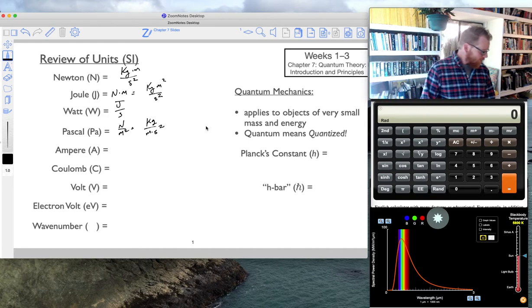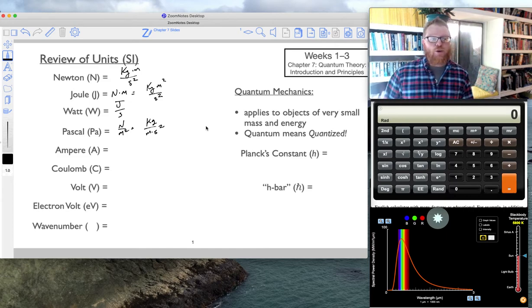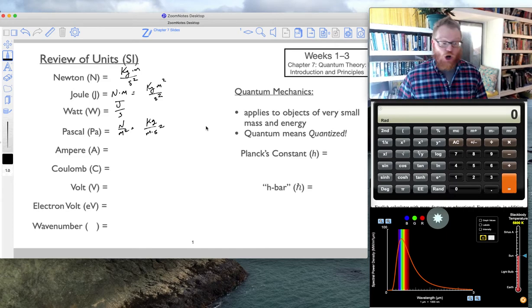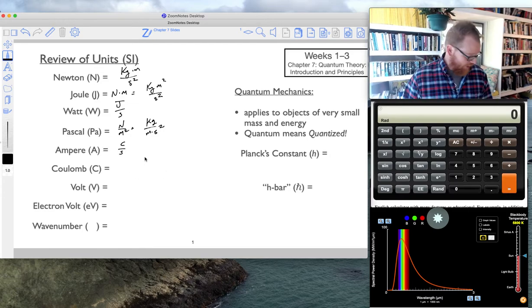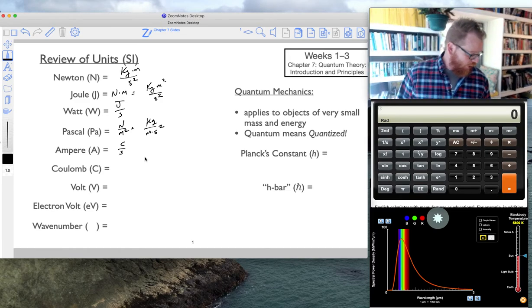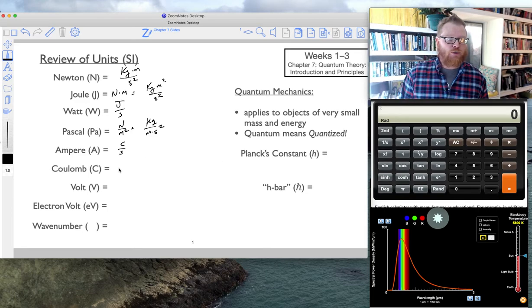And then we get into an ampere, or an amp. That's a rate of charge, a coulomb per second. Coulomb itself is a unit of charge, which I'll define as an amp second. A volt is a joule per coulomb, or of course a joule per amp second.